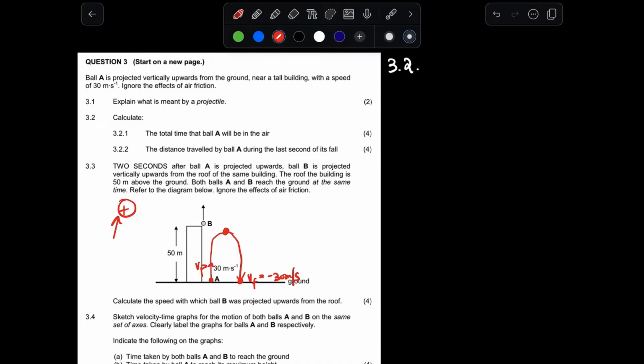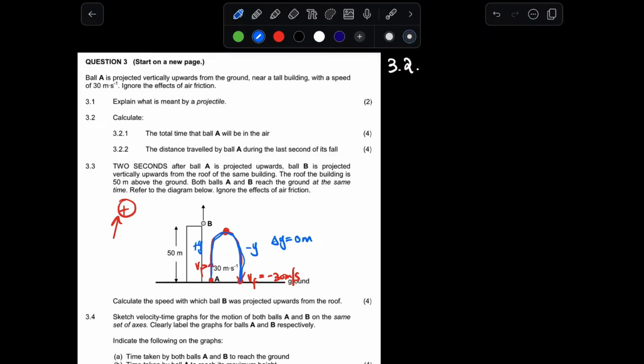So even the displacement here, what do you need to understand? As it goes up, the displacement is going to be positive y. And when it goes down, it's going to be the same displacement but in the negative direction, and therefore the change in displacement there is going to be 0 for ball A. The time it's in the air, as it returns to its original position.